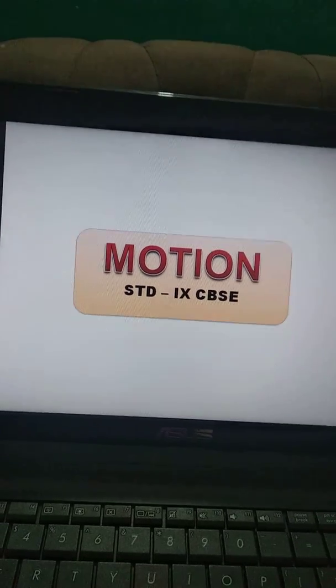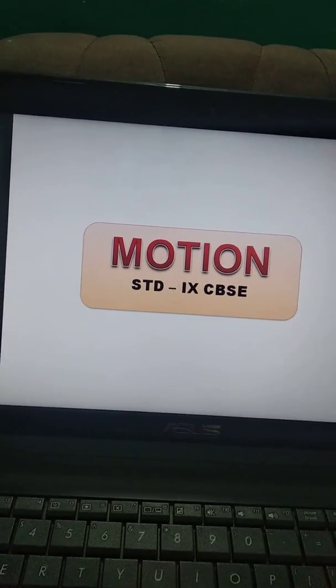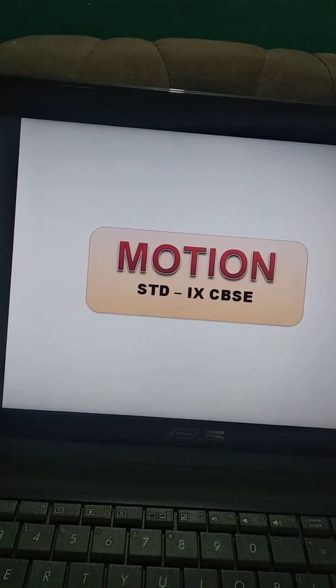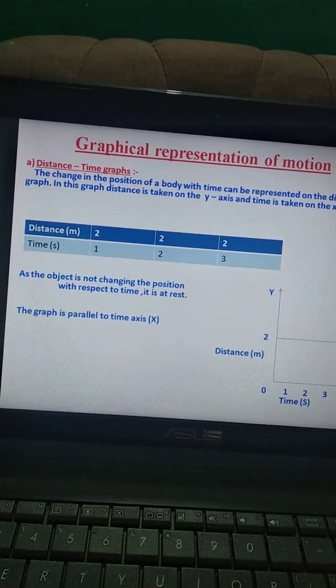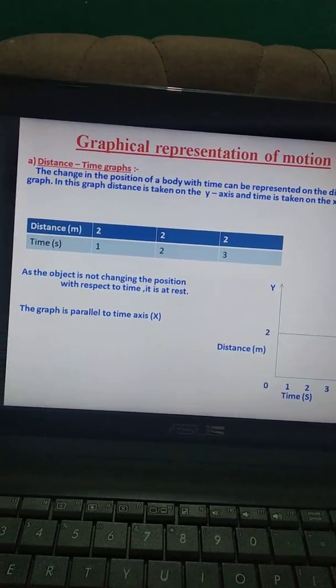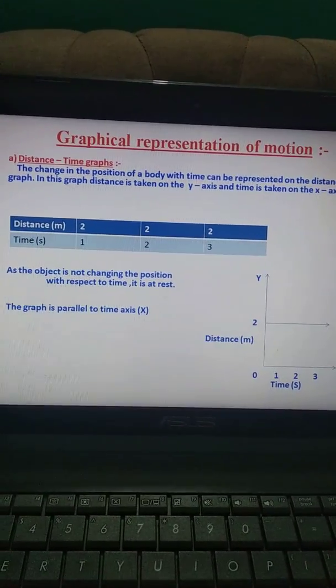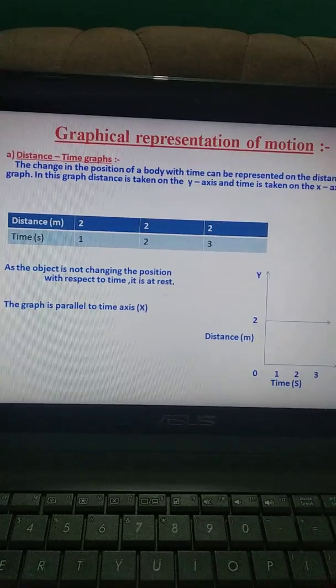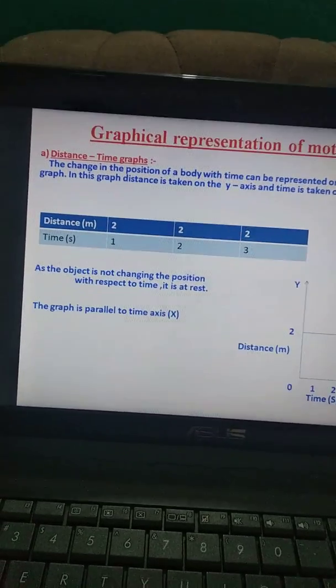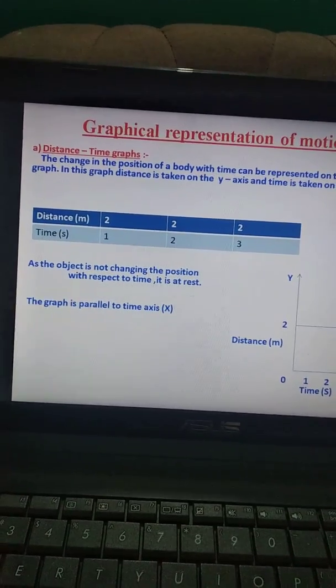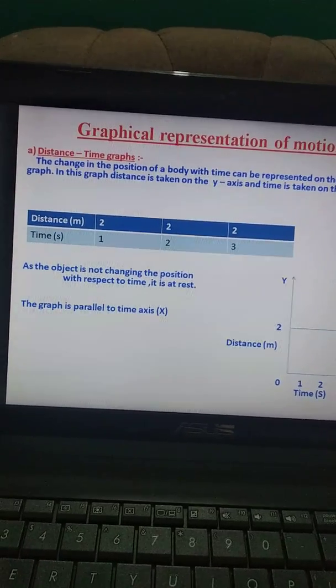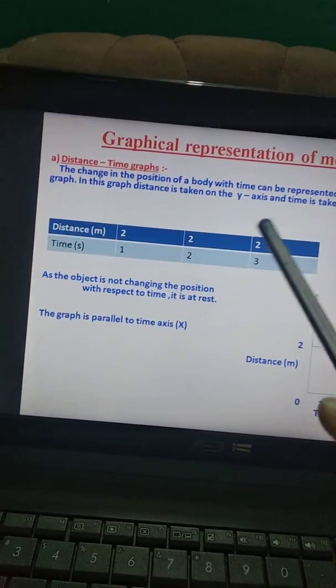Hello students, today we start the part of the chapter that will be graphical representation of motion. First we will read about the distance time graph. That will be how you will draw the distance time graph of the different positions of the object and what are the nature of the graphs.